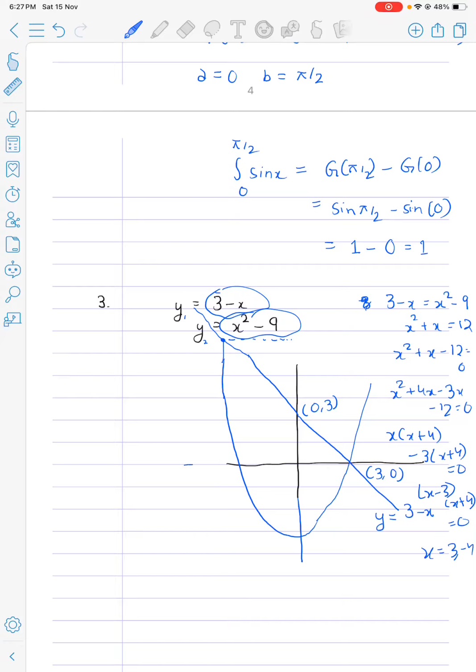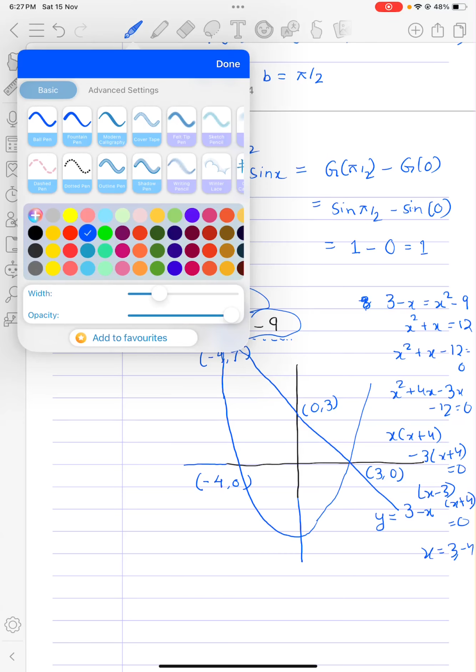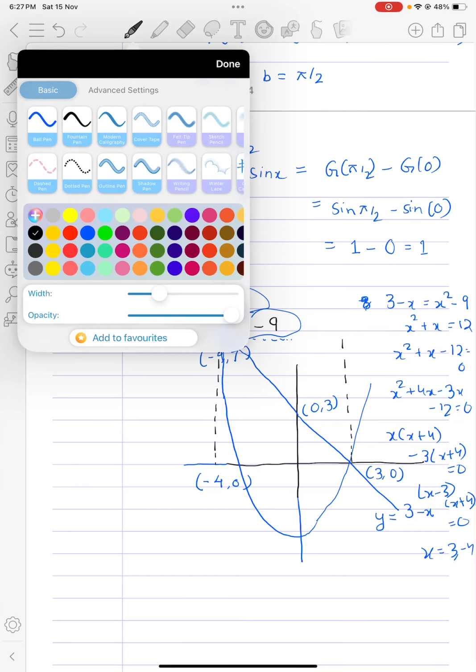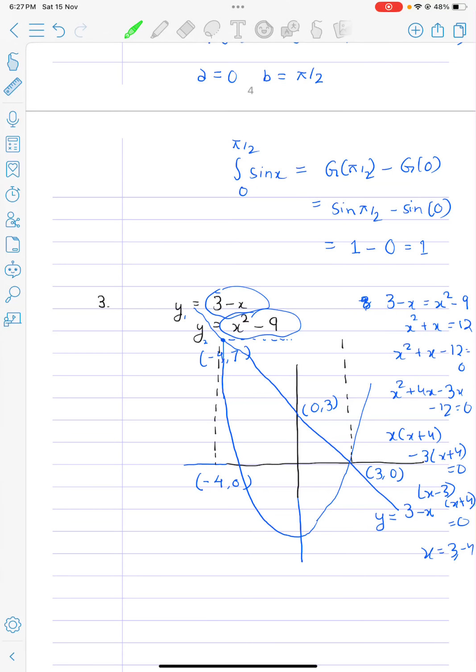So 3, we have already done. For minus 4, y will be 7. So this point will be minus 4 and y will be 7. The area that we are interested in is this one.